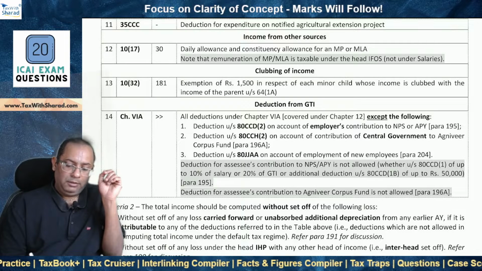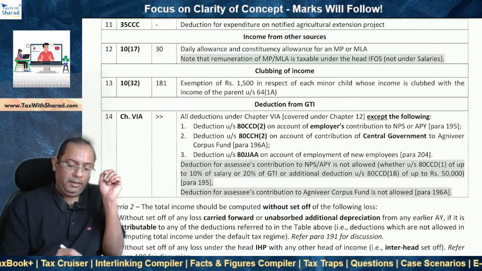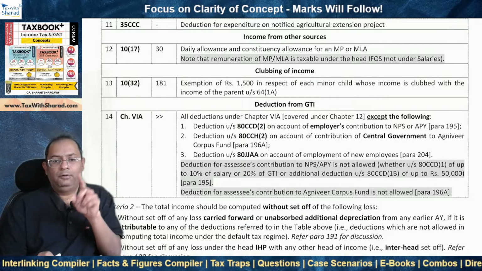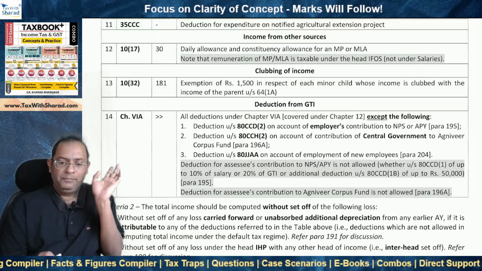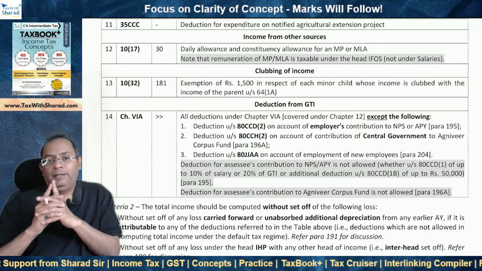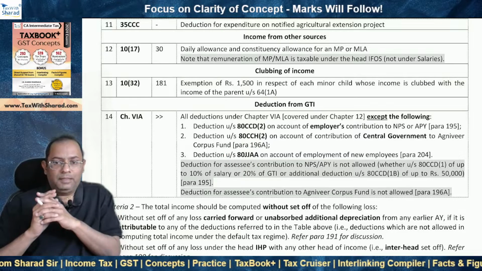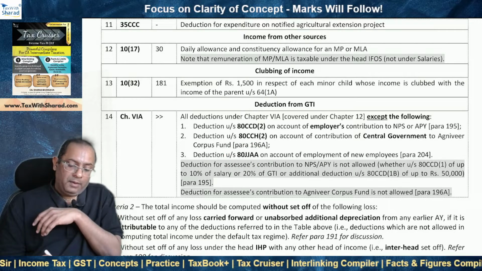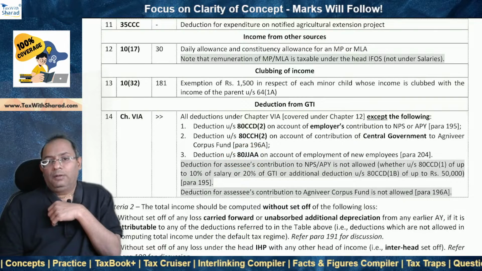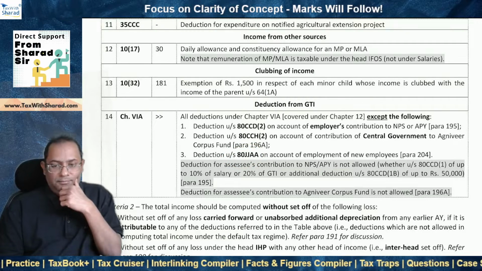Similar is the position. They are blocked. 80QQB and 80RRB are blocked. So under default tax regime also you need to add them back. But the difference is on account of 80JJAA. 80JJAA you need to add back while computing AMT adjusted total income. Okay. But when we are talking about default tax regime, 80JJAA is not blocked. It is allowed as a deduction.